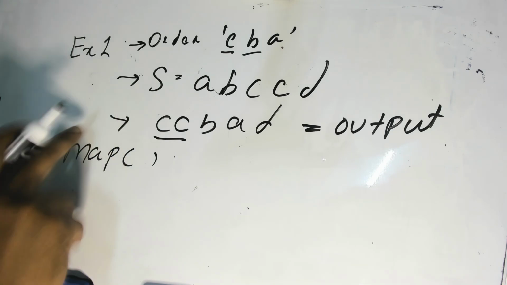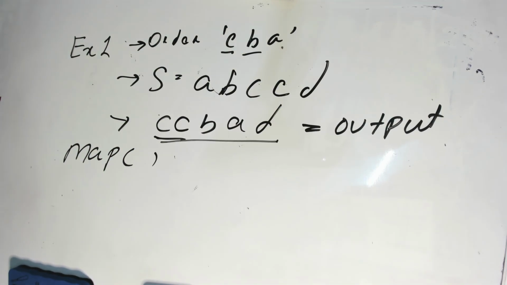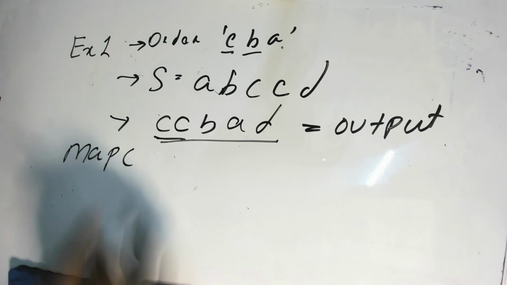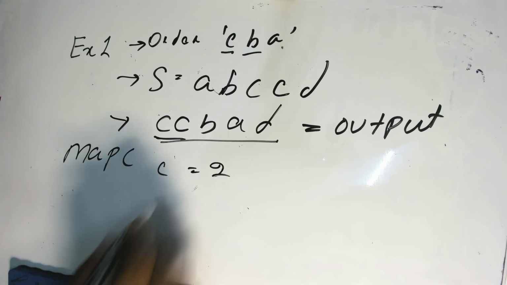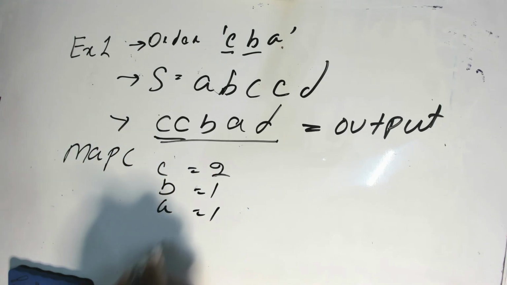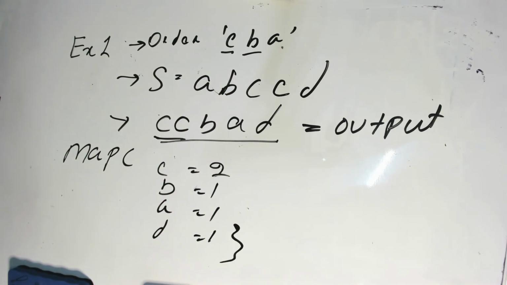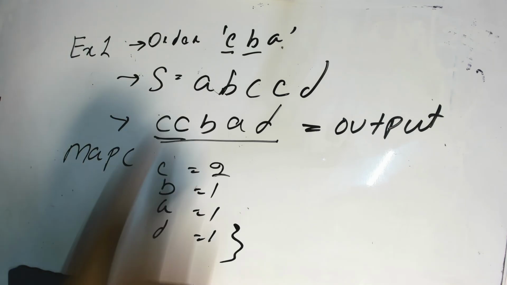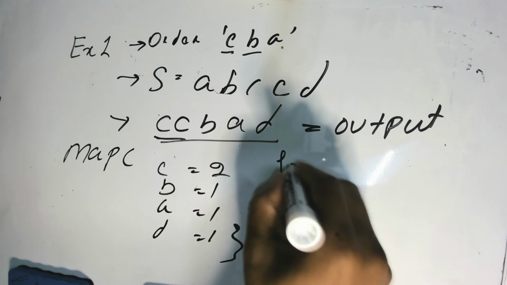First we're going to go through the string, not order, through the string, and we're going to create our frequency map. So our map will become C2, B1, A1 and D1. Right, we get our frequencies. Now we're going to go through our order. Now we're going to loop on order.